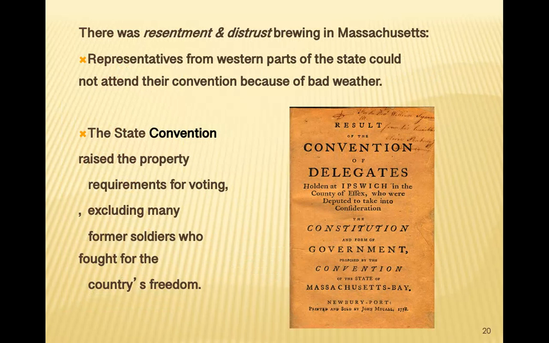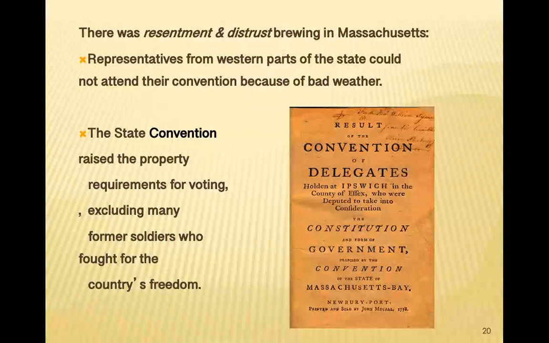This brewed resentment and distrust, especially in the tiny state of Massachusetts. Representatives from the western part of the state weren't able to attend their own convention because of bad weather. The state convention raised the property taxes.